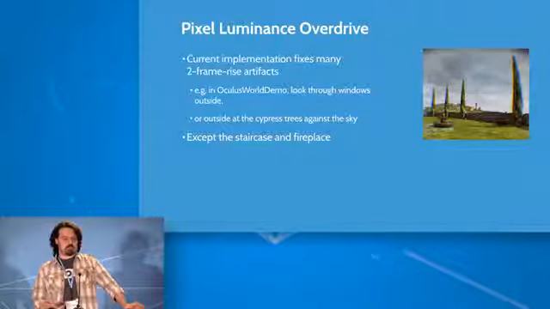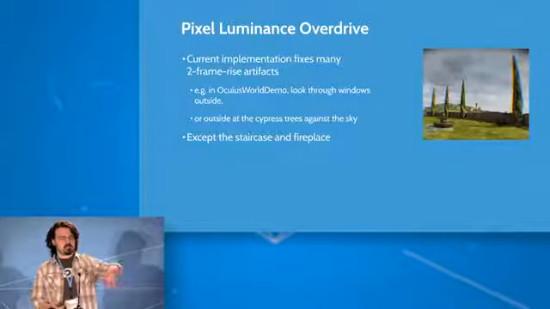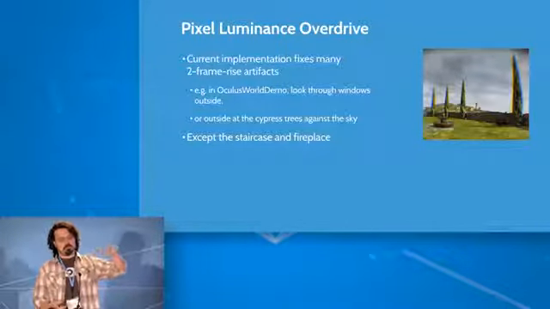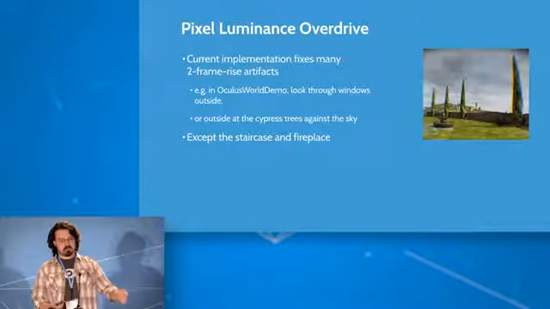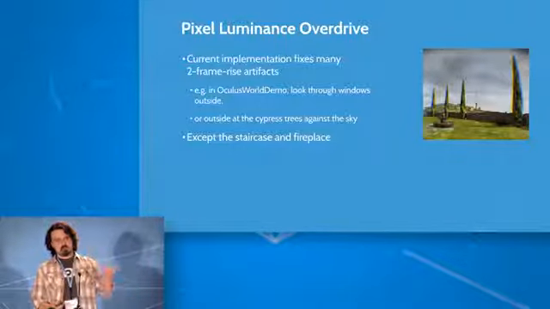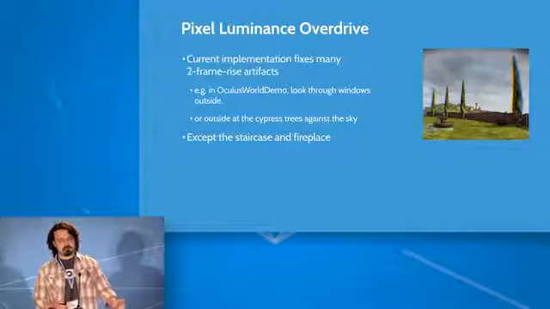The 2-frame rise does fix a lot of concerns that people had in the past. For example, in the world demo, if you are standing in the cottage and you're looking out through the window, you'll notice how the frame of the window might blur onto the sky and vice versa. Or if you look at the cypress trees, they would have this kind of ghosting artifact going on onto the sky. It does fix those, but it doesn't fix the staircase and the fireplace that has this really black smeary artifact that a lot of people have been referring to.